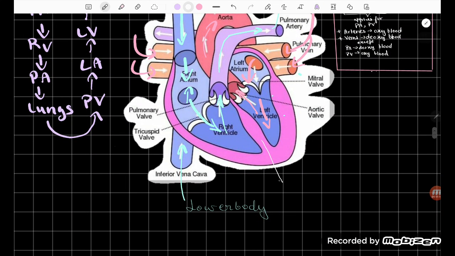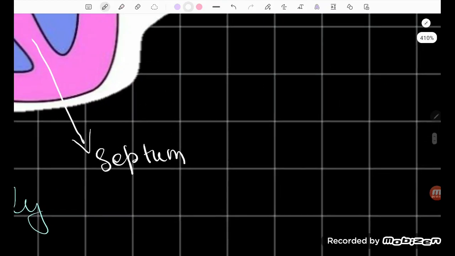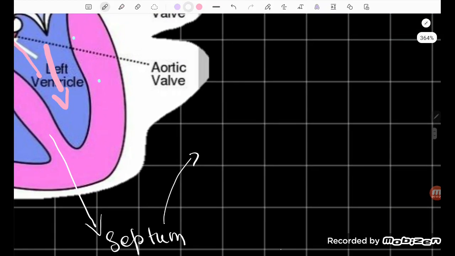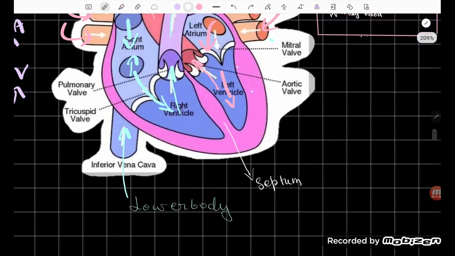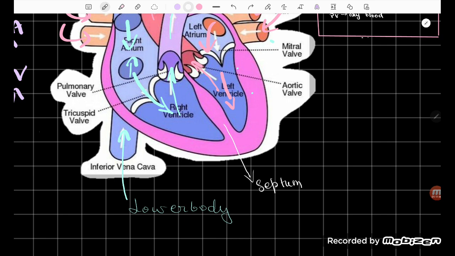Oh, and this pinkish part is known as the septum. That's a wall. Why is it thick? I'm going to write that down here. Septum is a thick wall that goes towards the lining, right? Septum is the wall that divides the auricles and the ventricles from each other, okay?